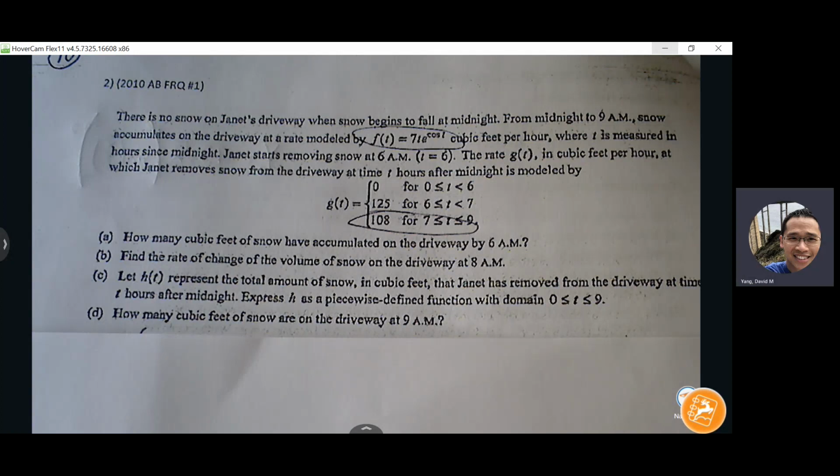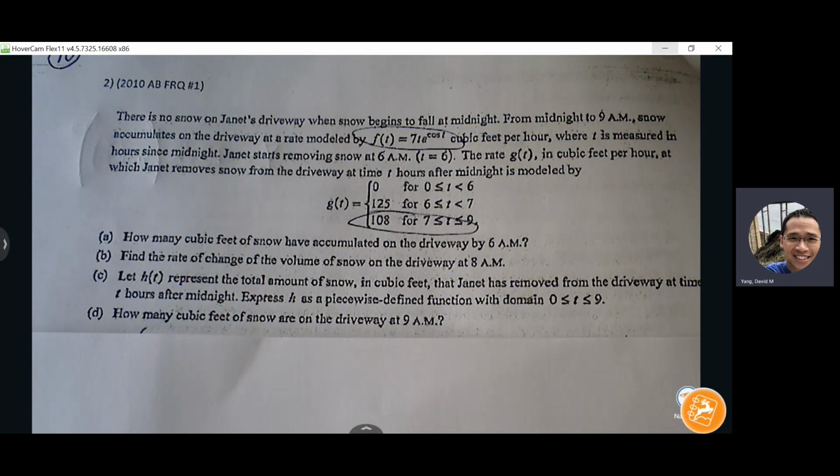Okay. Janet starts removing snow at 6 a.m. So basically, up until 6 a.m., not only is snow falling, but there's no work being done on the driveway until after 6 a.m. The rate G of T in cubic feet per hour is the rate at which Janet removes snow from the driveway in the hours after midnight. So we see that G of T is the rate at which Janet is working.